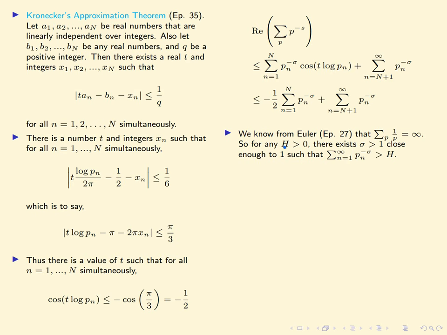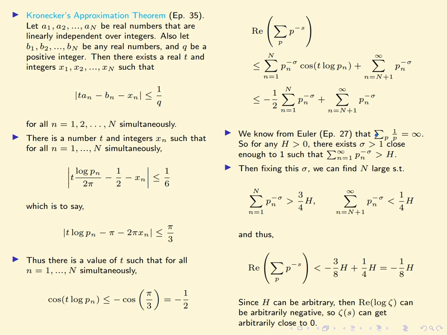So therefore, for any capital H greater than 0, it's a real number h, there exists a sigma greater than 1 close enough to 1, such that the sum from n equals 1 to infinity of p sub n to the minus sigma is greater than h. And the reason this is true is because if you take sigma to be equal to 1, then this thing actually is divergent, goes to positive infinity. So if you get very, very close, you must be able to exceed any arbitrarily large value of h.